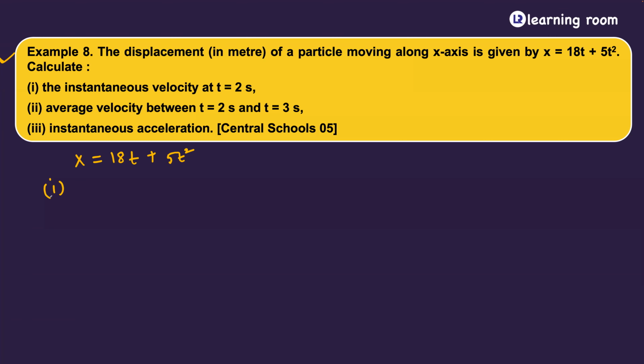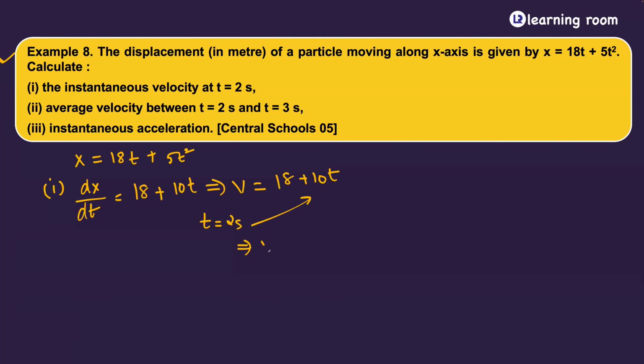So first, for the instantaneous velocity, differentiate and then substitute. So dx divided by dt is going to be the derivative of 18t, which is 18, plus 5 into the derivative of t square, which is 2t. So you will get 10t. So dx by dt is velocity, which implies v equals 18 plus 10t. Take t equals 2 seconds and substitute it here, which implies v will be equal to 18 plus 20, which is 38 meter per second. Yes, it's simple, right?